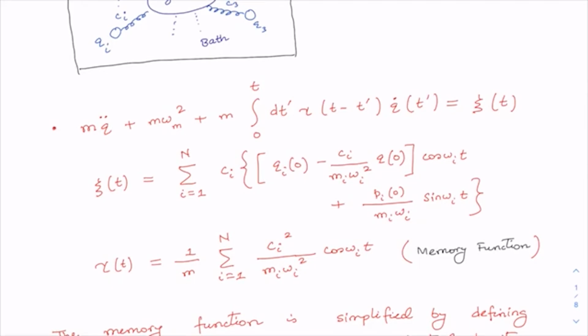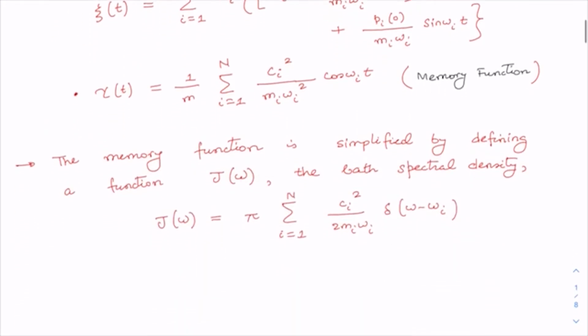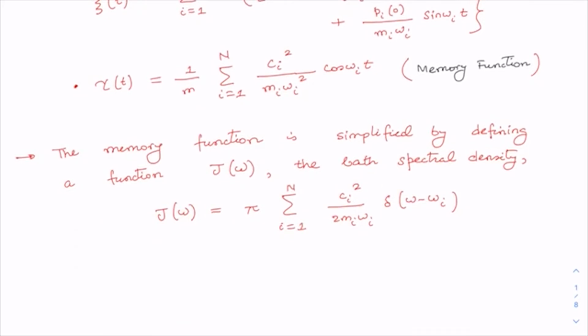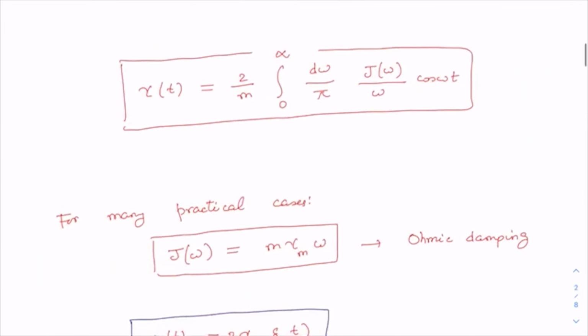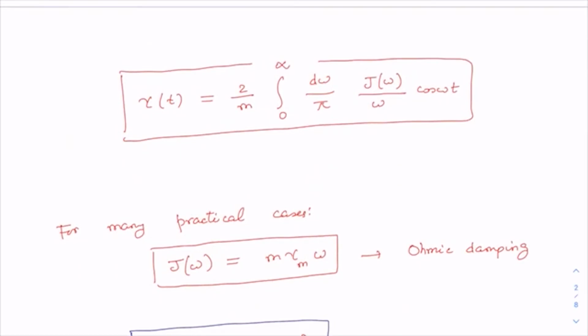We got a memory function defined as this quantity gamma of t, and on the right hand side of the equation we get a parameter called xi of t, and this is the so-called Langevin noise. This memory function was simplified by defining a function called the bath spectral density, denoted by j of omega, and using this the memory function can be written in this particular form.